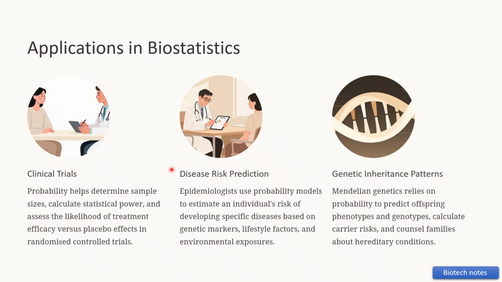Next is genetic inheritance patterns. Mendelian genetics relies on probability to predict offspring phenotypes and genotypes, calculate carrier risks, and consult families about hereditary conditions. So in genetic inheritance patterns also, probability is used.